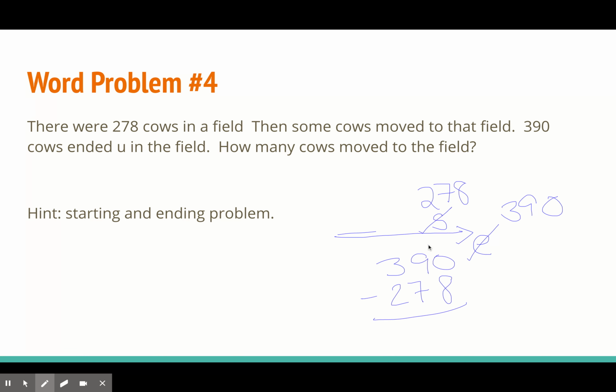10 take away 8 is 2. 8 take away 7 is 1. And 3 take away 2 is 1. So our answer was 112 cows moved to the field.